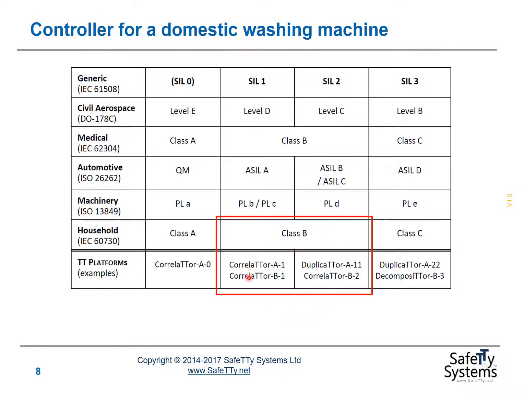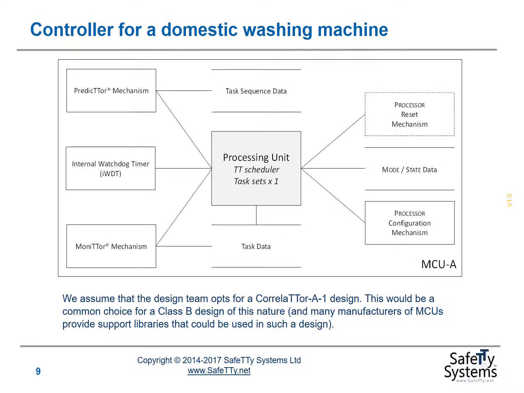In this case, we're looking at a correlator A1 platform, which is the simplest option and which is a common choice in this type of application. So we'll assume that the design team opts for a correlator A1 platform. This would be a common choice for Class B designs of this nature, and many manufacturers of MCUs provide support libraries that could be used in such a design.